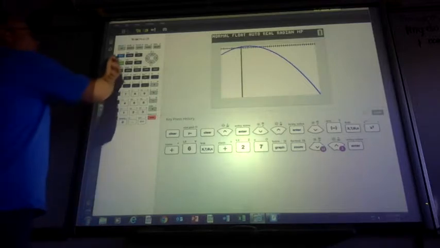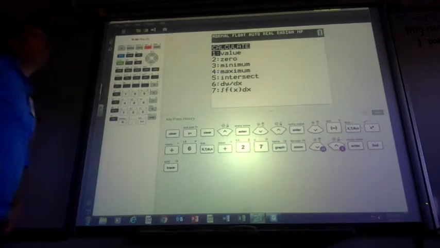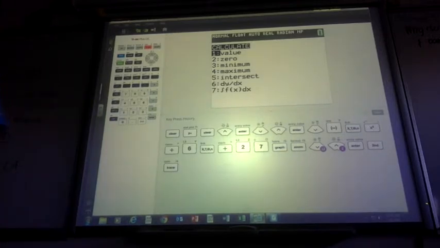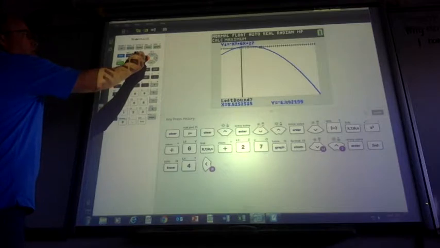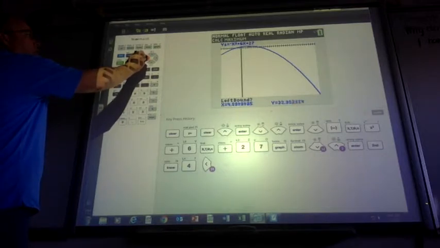Does it look like I can see where the vertex would exist? If a parabola opens downward, is the vertex a maximum value or a minimum value? So max. We want to ask the calculator to find us a maximum value. From there, you're going to go second trace, which is calculate, and look at that. It says maximum. We want to find a maximum, so you're going to go to number 4, and move your cursor to the left side of it and the right side.